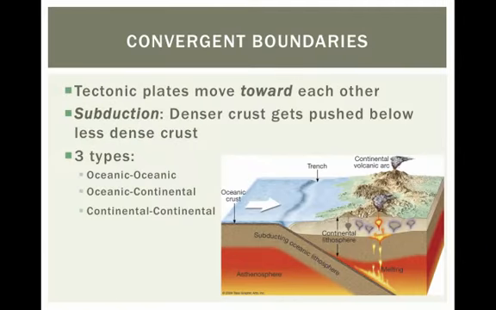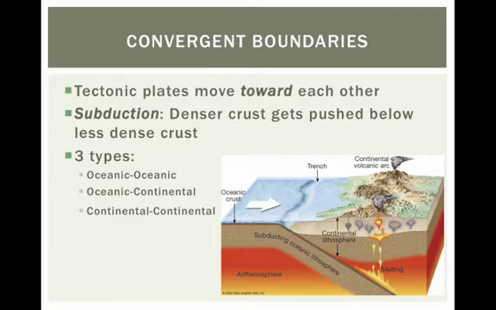With convergent boundaries, these are where plates are moving toward one another. They're coming together. And when this happens, you have these two plates meeting, and most often we have subduction that's happening. And then you should write down this definition. Subduction is when the more dense plate gets pushed below the less dense plate. So the densities of the plates is really important here.